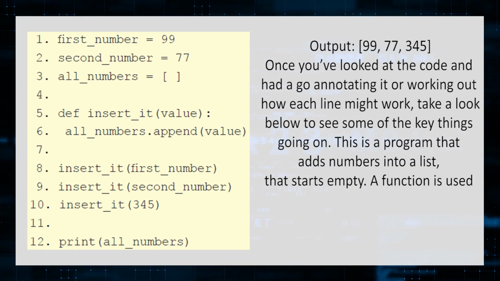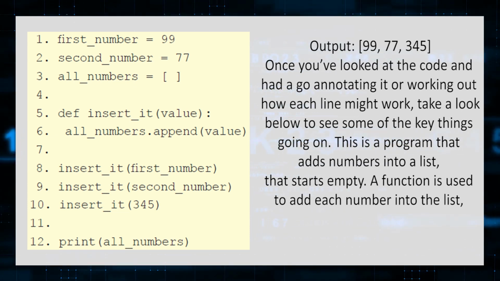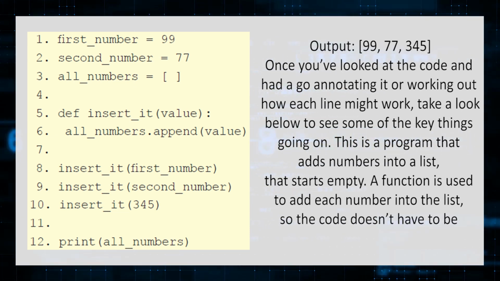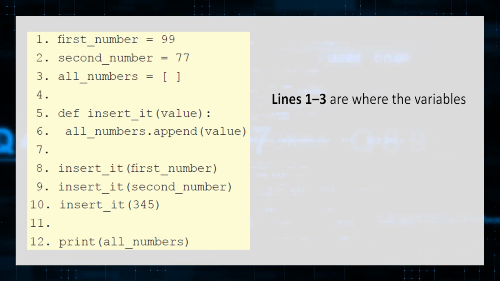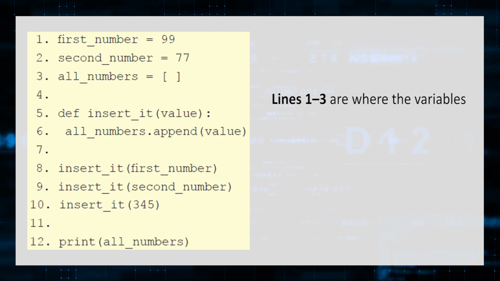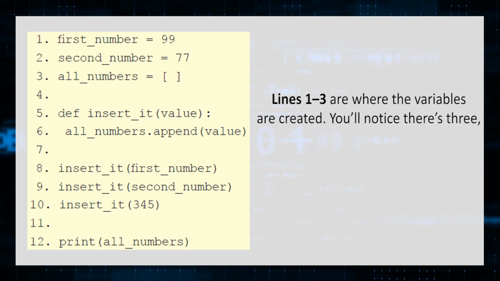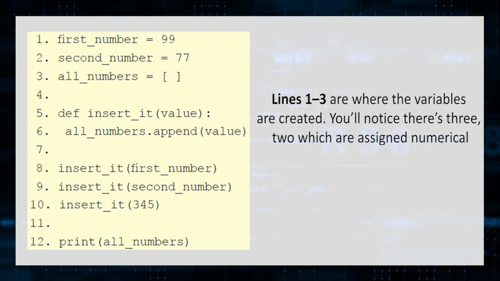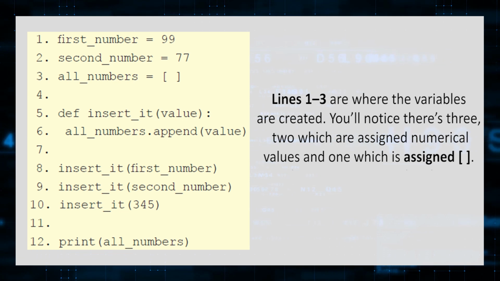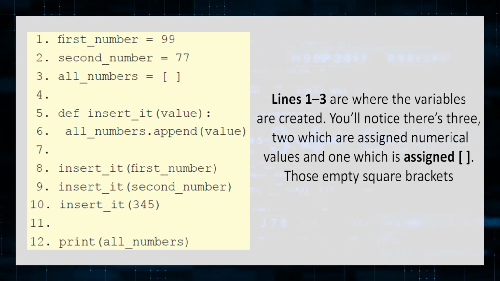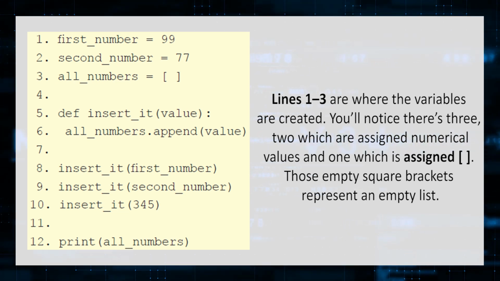A function is used to add each number into the list, so the code does not have to be written out each time. Lines 1, 2, 3 are where the variables are created. You will notice there are 3: 2 which are assigned numerical values and 1 which is assigned those empty square brackets, which represent an empty list.